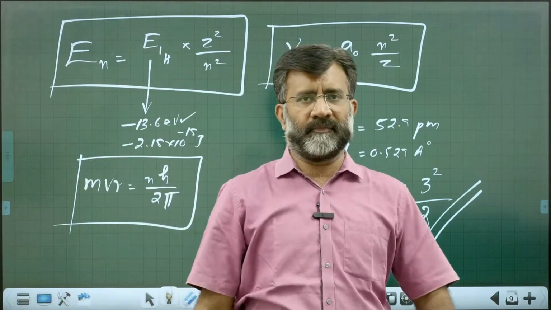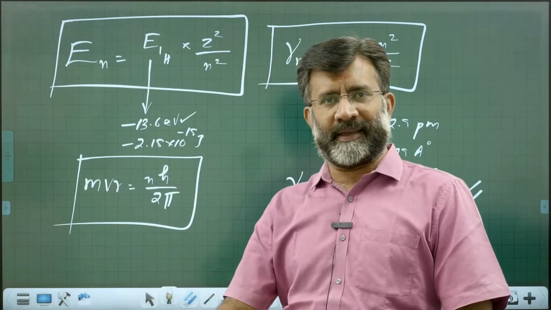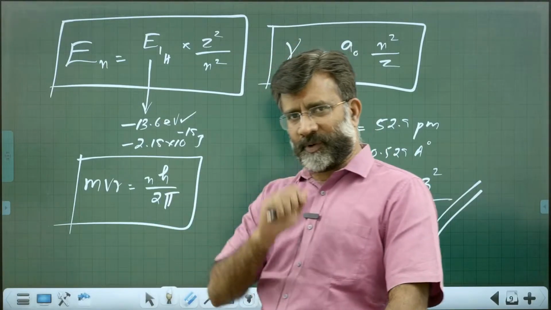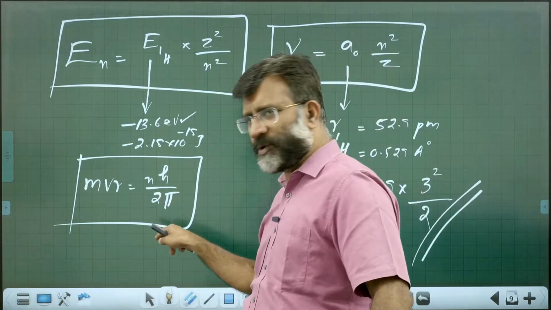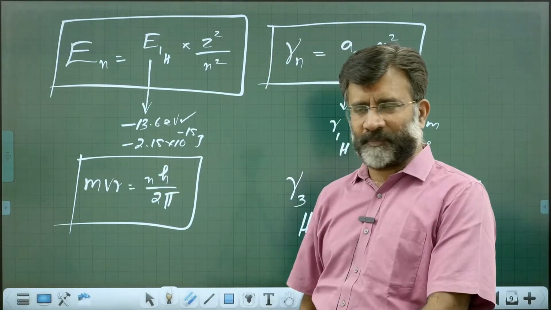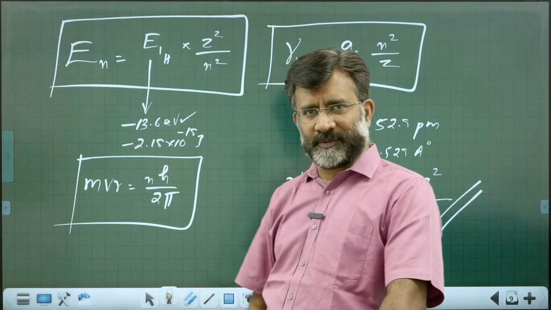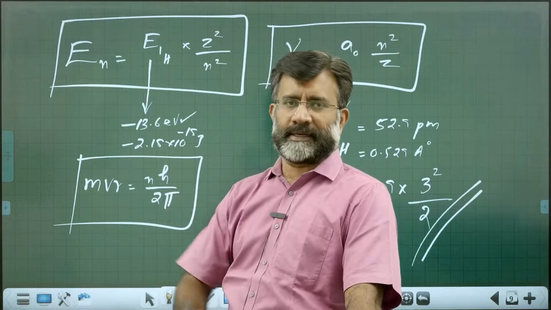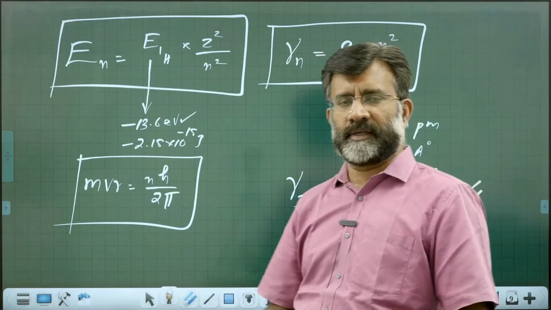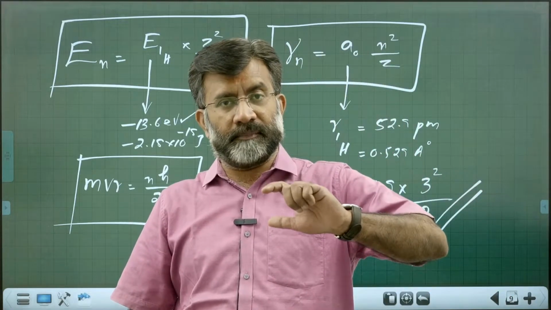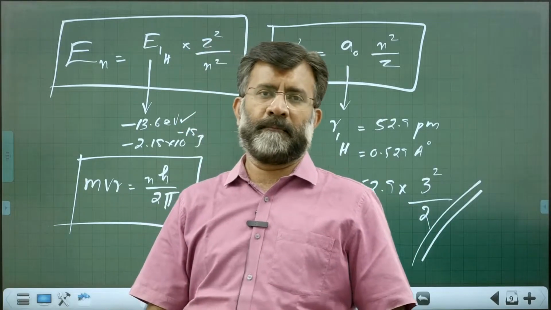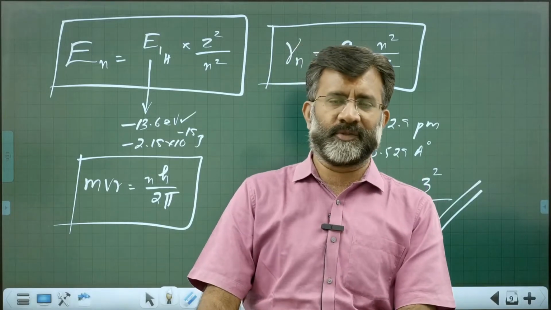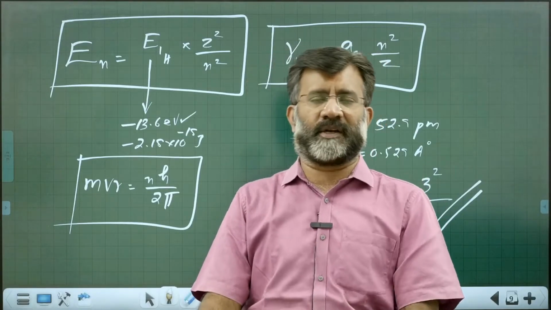Angular momentum mvr is equal to nh by 2 pi, n equal to 1, 2, 3, 4, etc. So h by 2 pi, n equal to 1. 2h by 2 pi, that is h by pi, n equal to 2. 3h by 2 pi, n equal to 3. 4h by 2 pi, that is 2h by pi, n equal to 4, like that. So it is always quantized. The Bohr model is based on quantum theory. So it is talking about the quantization.